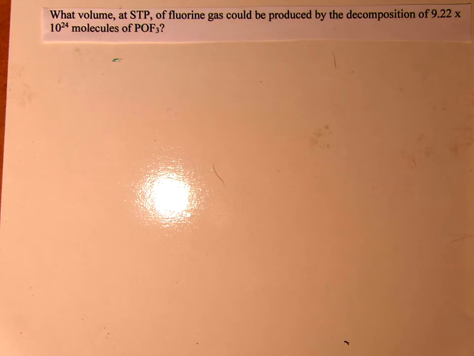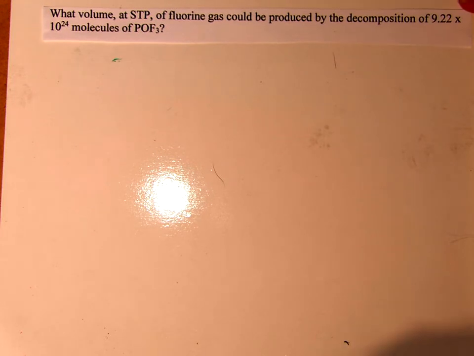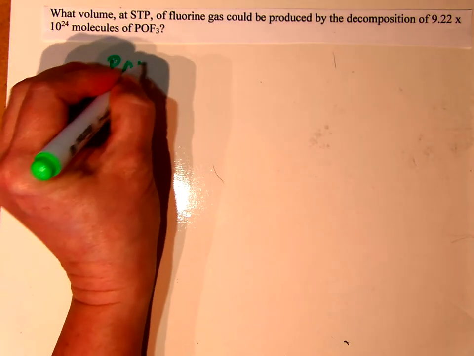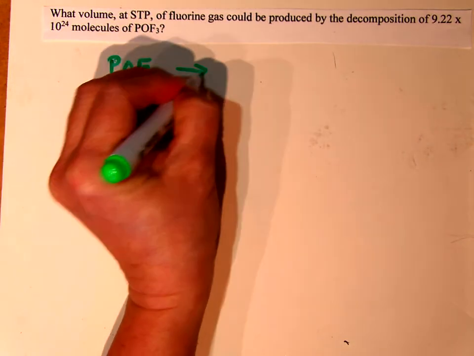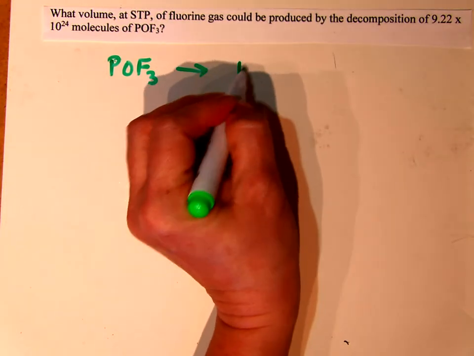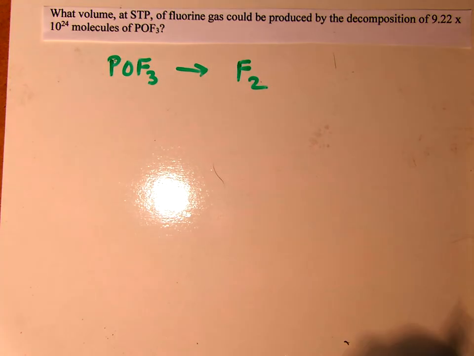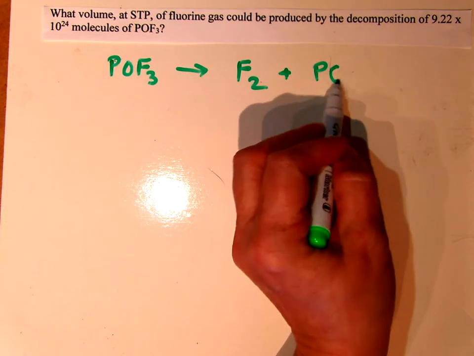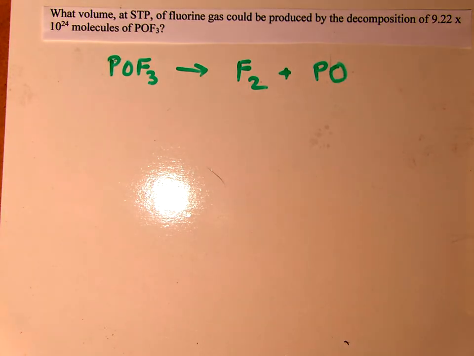What volume at STP of fluorine gas could be produced by the decomposition of 9.22 times 10 to the 24th molecules of POF3? So POF3 is decomposing, and it tells us in the problem it's forming fluorine gas, and we know fluorine gas is F2. And what's going to be left over, if we pull out all the fluorine, all we have is phosphorus and oxygen, phosphorus oxide. Okay, so we have to balance this equation.